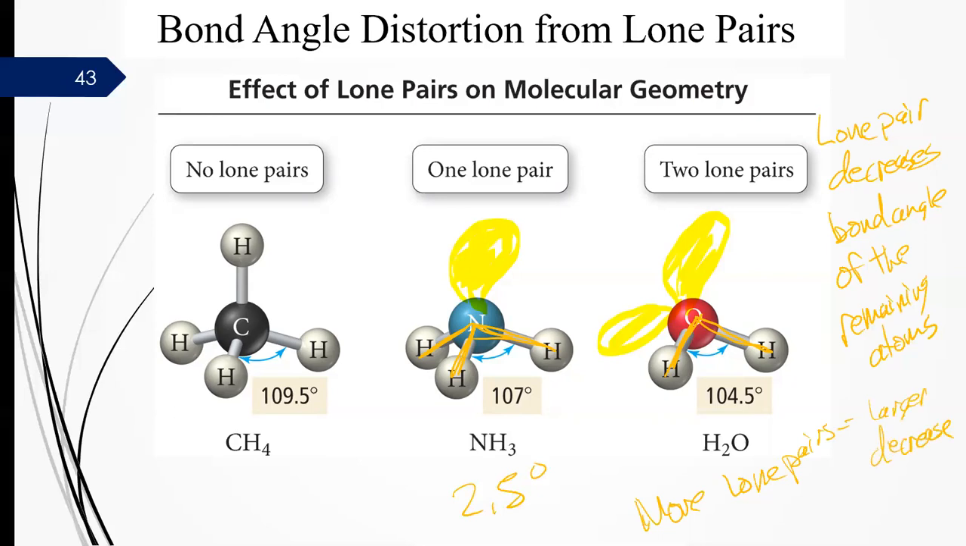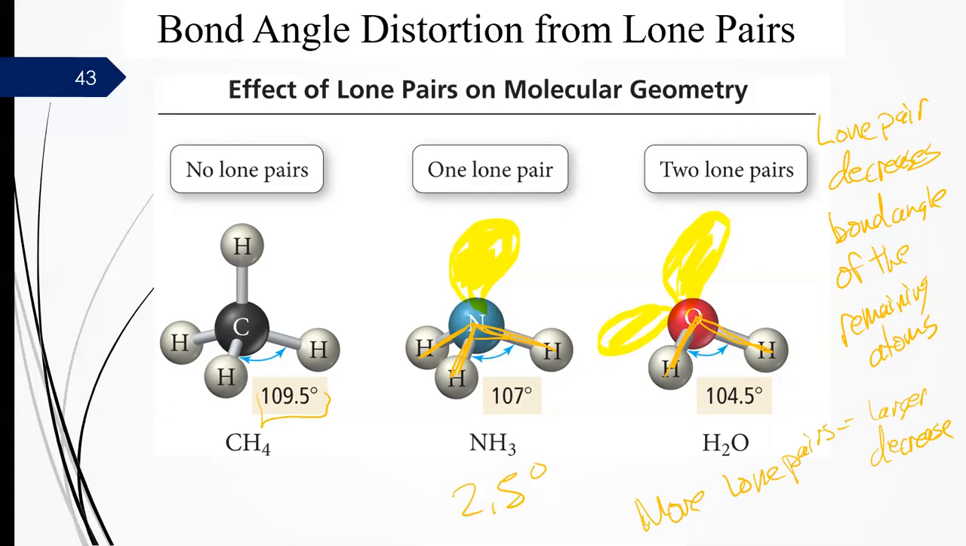So if I had asked you about the bond angle between CH4, NH3, and H2O, we should know the bond angle of this as being 109.5. We should know that NH3 would be less than CH4, and we should know that H2O should be less than our NH3, which is also less than our CH4.